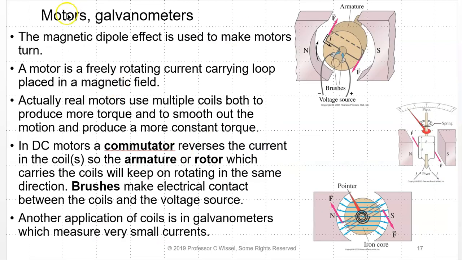Okay, this principle is used to both make motors and galvanometers work. The magnetic dipole effect is used to make motors turn. A motor is a freely rotating current-carrying loop placed in a magnetic field.